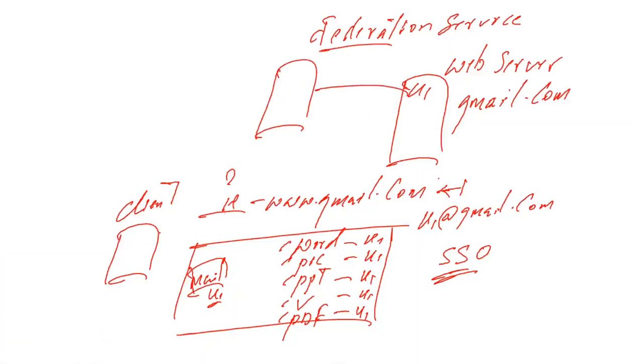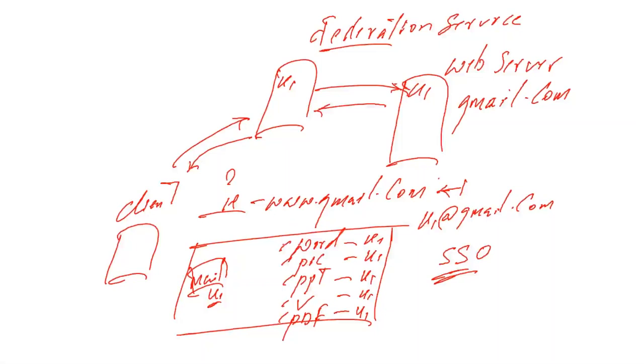So now whenever the user types www.gmail.com and types the username and password, the request will first go to the federation server. The federation server does not have the username and password here. So the federation server will forward the name and password request to Gmail to take authentication. Gmail will give authentication, and his information is available in the federation server. And the Gmail federation server will give authentication to the client. Now the user can open the page.